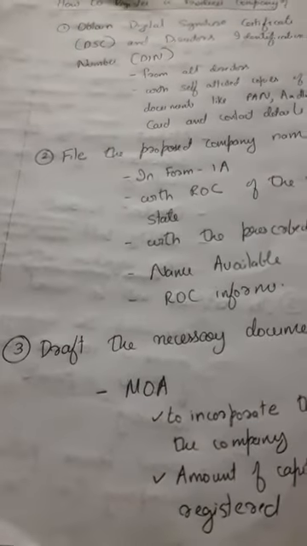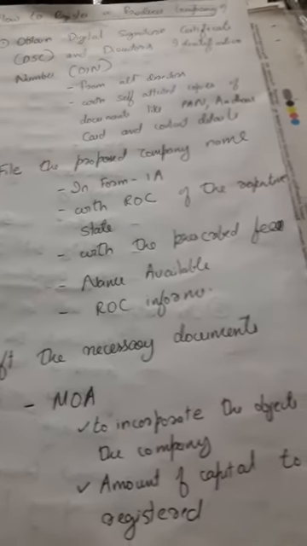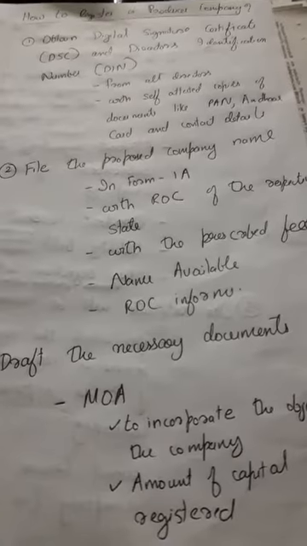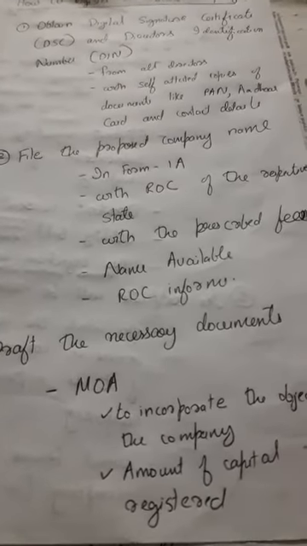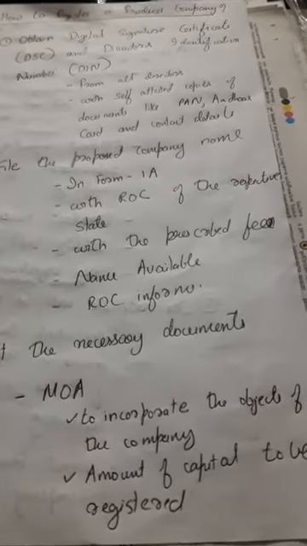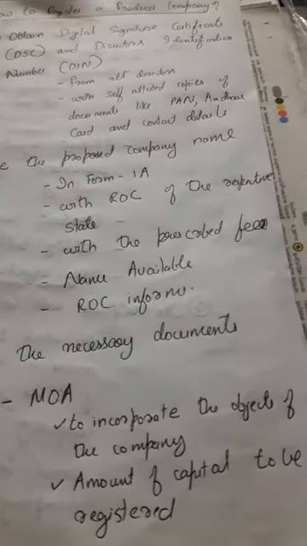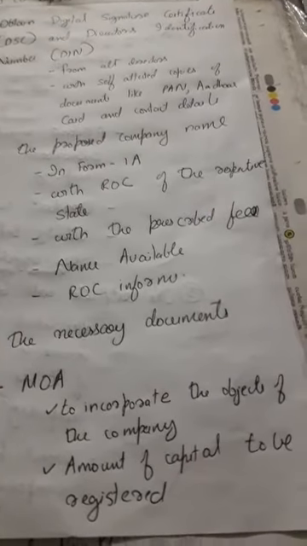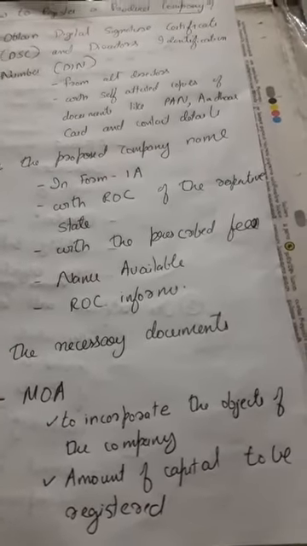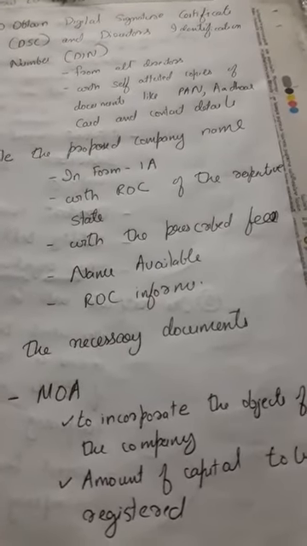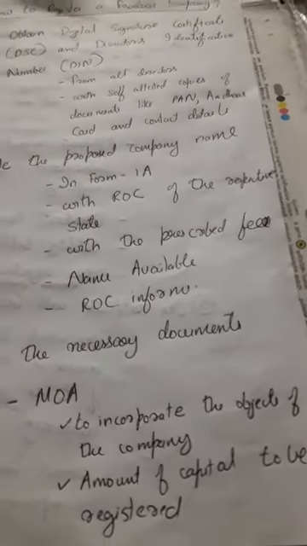And the next step is that the promoters have to draft the necessary documents like the Memorandum of Association and Articles of Association for the company. What does this Memorandum of Association specify? The Memorandum of Association specifies the objects for which the company is to be incorporated, and the amount of capital with which the company is to be registered.